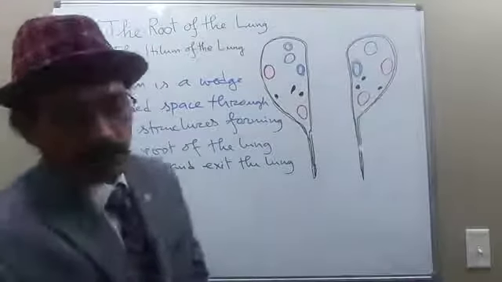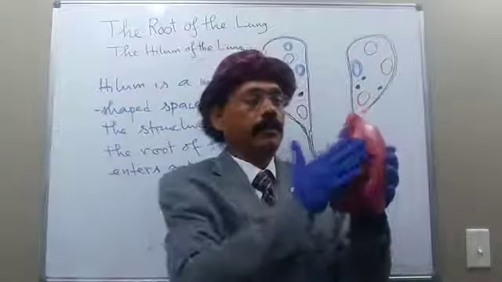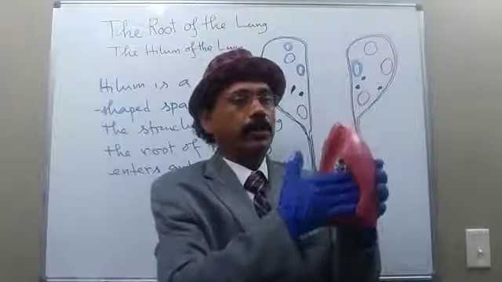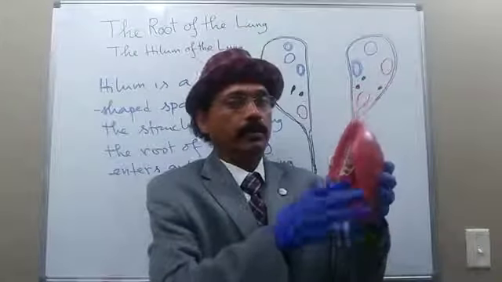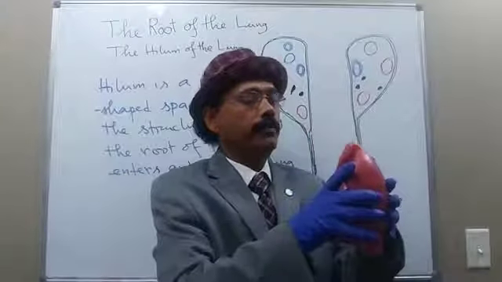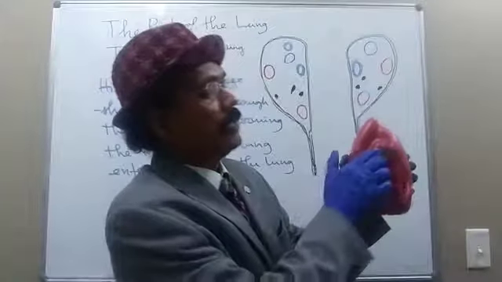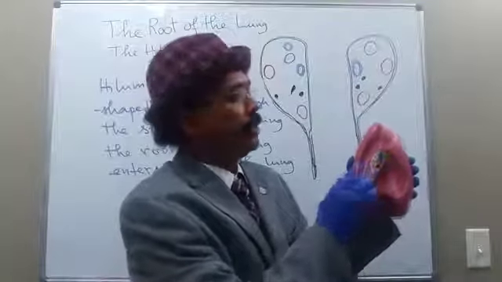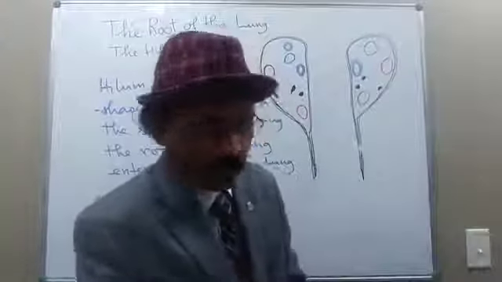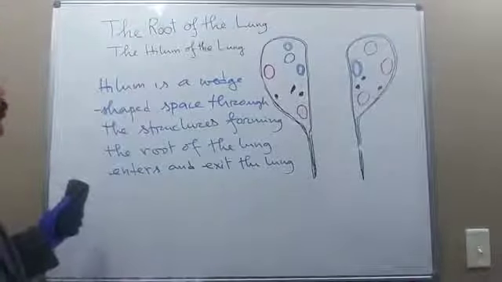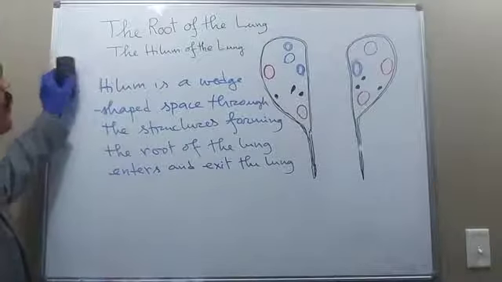Okay, we got that. So this is the left lung, this is the cardiac notch and big cardiac impression, the apex is above, below we have the concavity, the base, which rests on the left dome of the diaphragm, and this is the medial side of the lung. This area is the hilum. The hilum is the space; the root is the group of structures that passes through that space. So the hilum is a wedge-shaped space through which the structures forming the root of the lung enter and exit the lung.